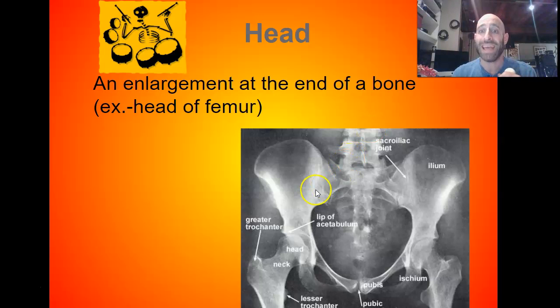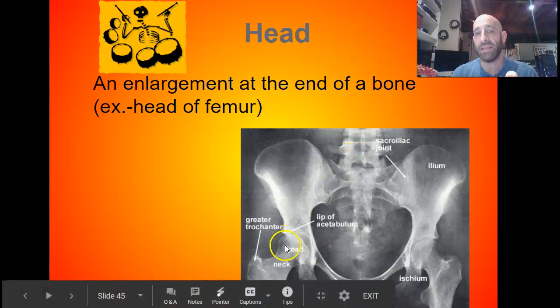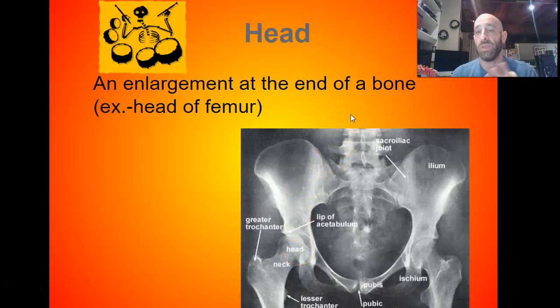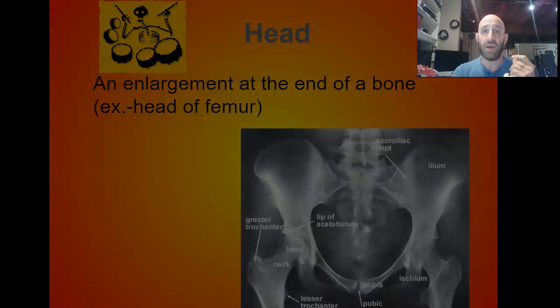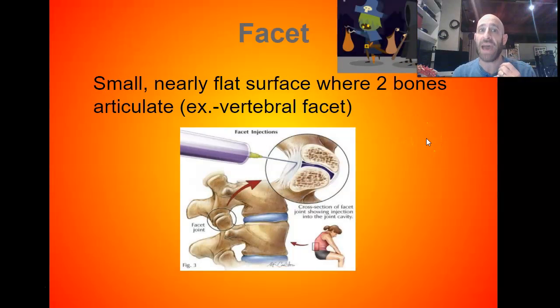So it's an enlargement at the end of the bone, and that exists in those two places, the femur and also in the humerus. So the difference between the head and another process is that it's at the end of the bone and it is rounded. And then finally, of these, we have what is called a facet. And a facet is a flat surface. That's how you can remember it. Facet is flat. And a flat surface where two bones articulate.